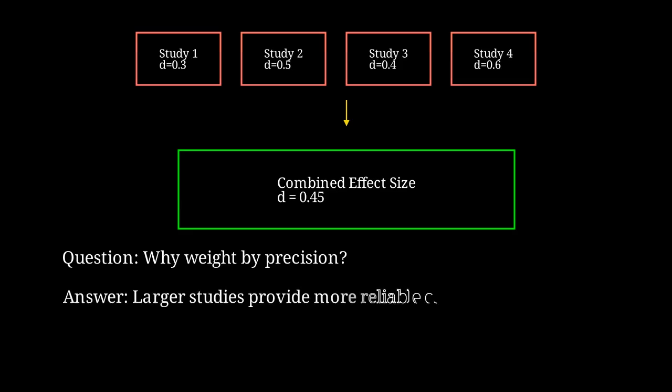You might ask, why do we weight studies by their precision? The answer is that larger studies with more participants provide more reliable estimates. A study with 10,000 participants tells us more than a study with 50 participants. Type 4 is the scoping review.